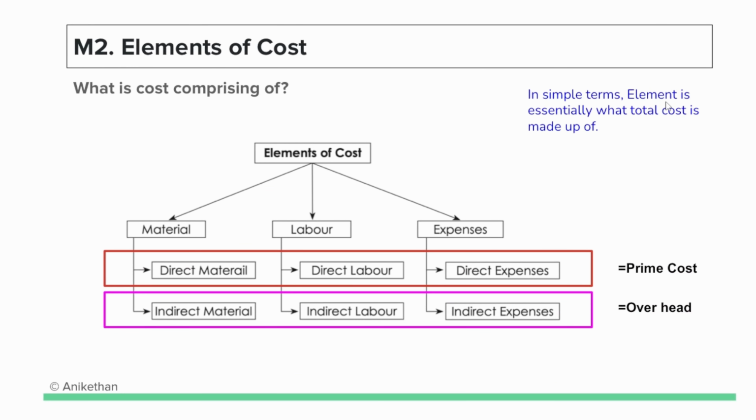Let us understand at a macro level what a cost is. So we will go to elements of cost. In simple terms, element of cost is nothing but what total cost is made up of. When we classify the cost, it broadly consists of material, labor, and expense. Further, they are subdivided into direct and indirect. All direct put together is called prime cost. All indirect put together is called overhead. This is to simplify. So if anyone asks you what the prime cost is, you have to add all direct material, direct labor, and direct expense. You will get prime cost.